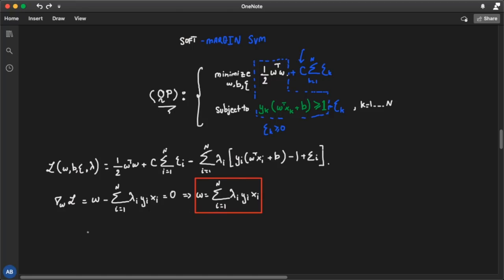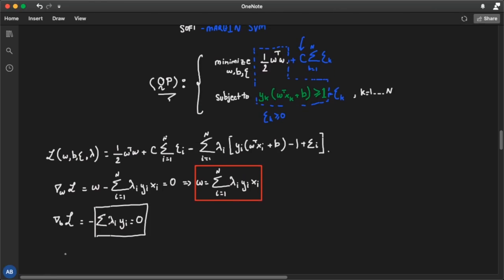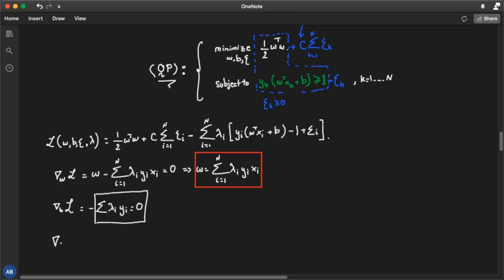Now, let's derive with respect to B on L. The only term depending on B is the sum of lambda i y i B. So the derivative of that with respect to B is minus sum on lambda i y i. That is 0. So right here we have another condition that should be satisfied. And last but not least, we need the derivative of L with respect to psi.